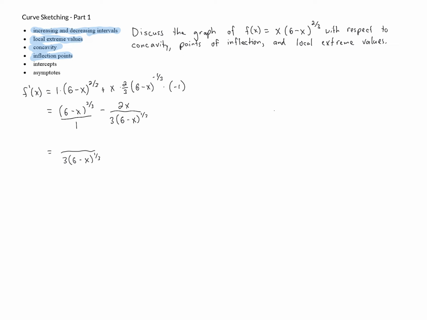When we multiply the numerator by (6 minus x) to the 1/3 power, we'll put the 3 out front. That's perfectly fine. But when we look at the rest of this, when we take (6 minus x) to the 2/3 times (6 minus x) to the 1/3, that's (6 minus x) to the 3/3, which is just 6 minus x to the first power. So that works out really nicely. And then we have minus 2x over that same denominator.